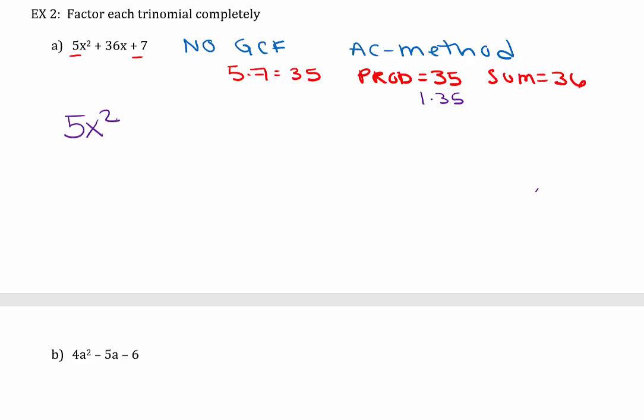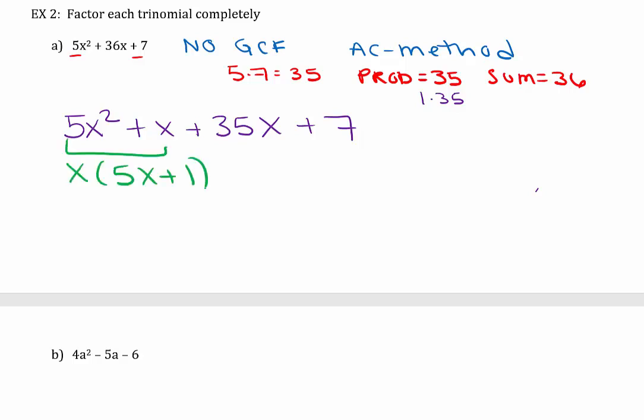So now I just copy down the first term of that trinomial, and then instead of the middle term, I break that up into two terms using those two numbers that I found. So instead of writing 36x, I write 1x plus 35x. And then we copy down the last term. The reason we've done this is we've now taken something that had 3 terms and written it with 4 terms. This is a good thing because we have a method for factoring 4 terms. We can use that method of grouping.